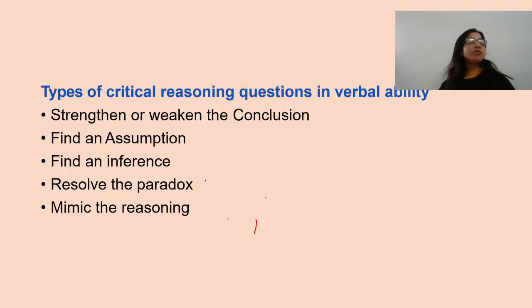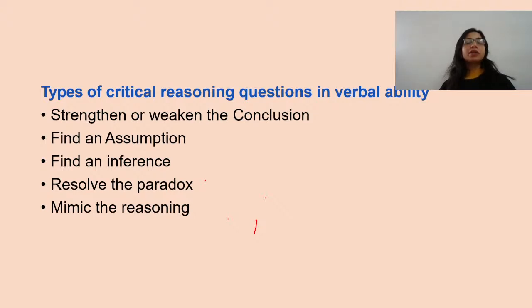Third is finding an inference. So, inference is something you draw out of those given sentences. It can be more than one, but it's your side of the story based on the given facts by the author. Comes paradox. What is a paradox?